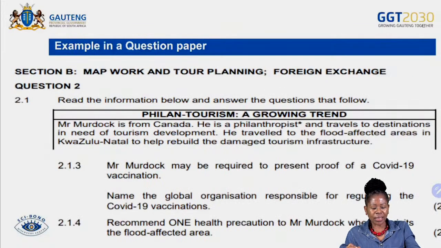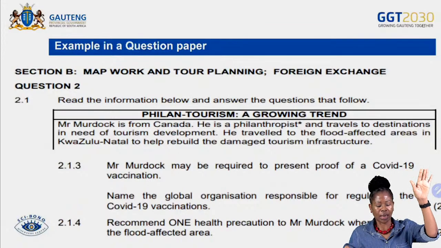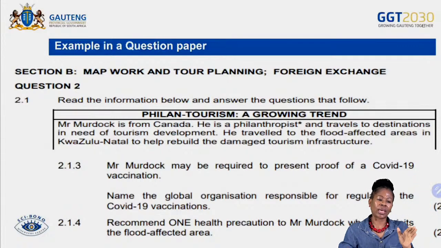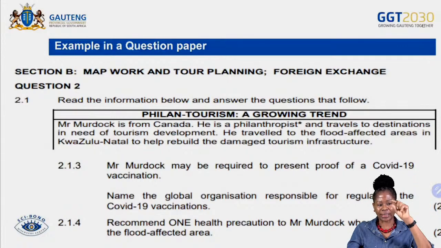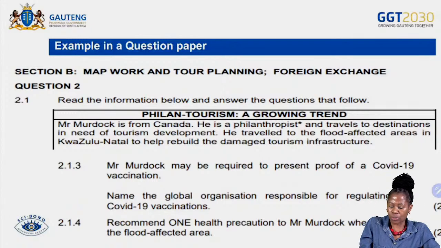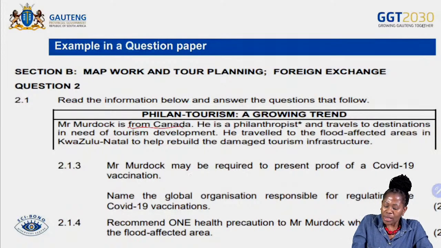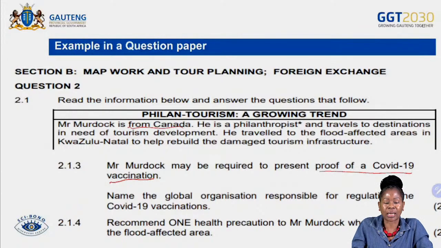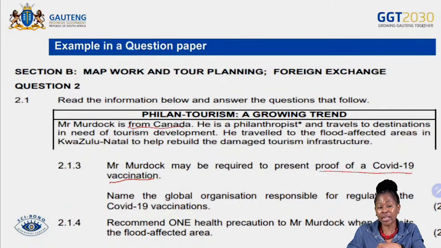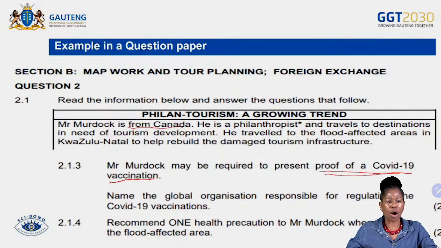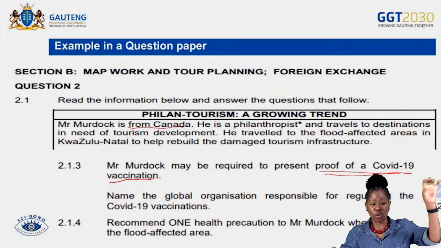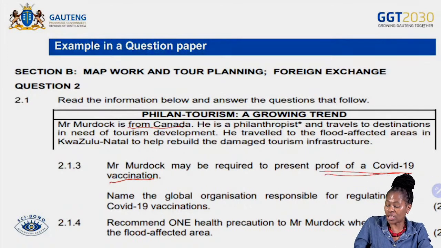Because I said it is under Section B, for this type of question there will be a scenario. From that scenario, there can be follow-up questions about the travel of a tourist to that specific country. Now they are talking about Canada. Under Canada, they say Mr. Murdoch may be required to present proof of COVID-19 vaccination. I did not list COVID, but here is COVID. Not long ago, one, two, three years ago, we had this outbreak. I did not talk about it because I knew you have answers on this COVID.